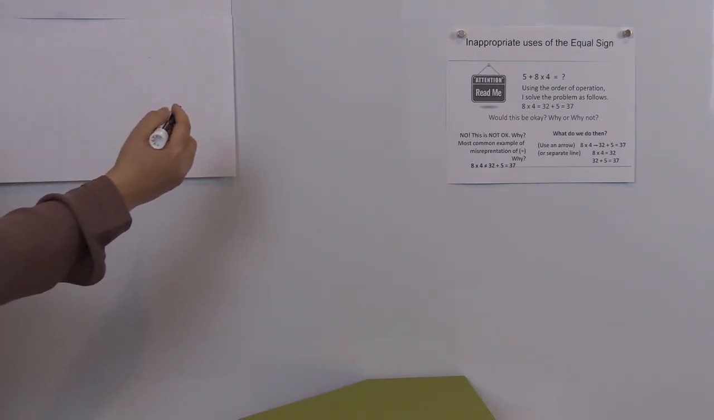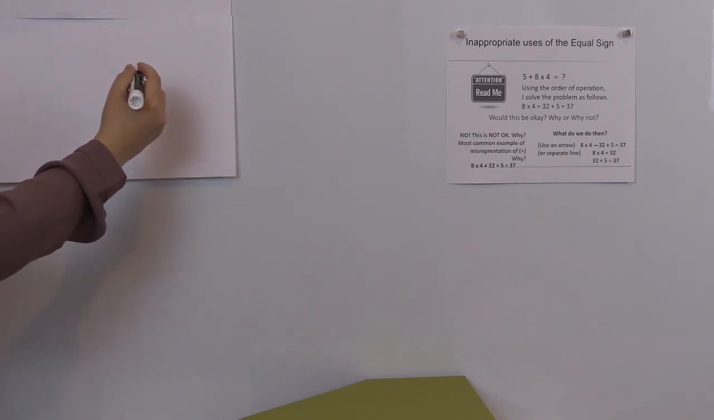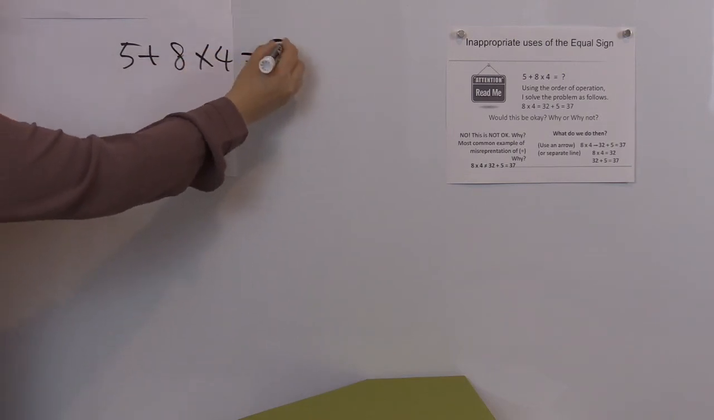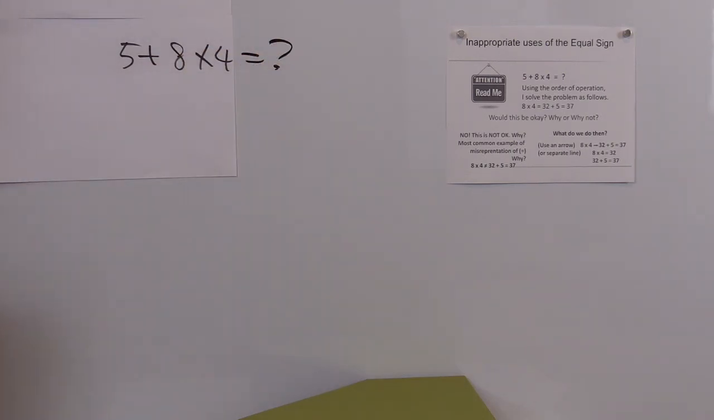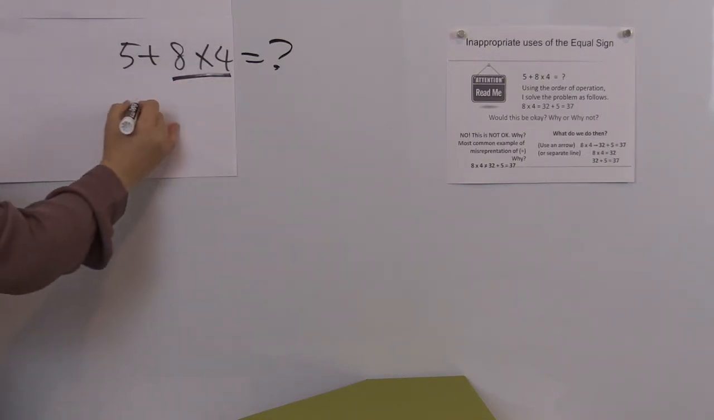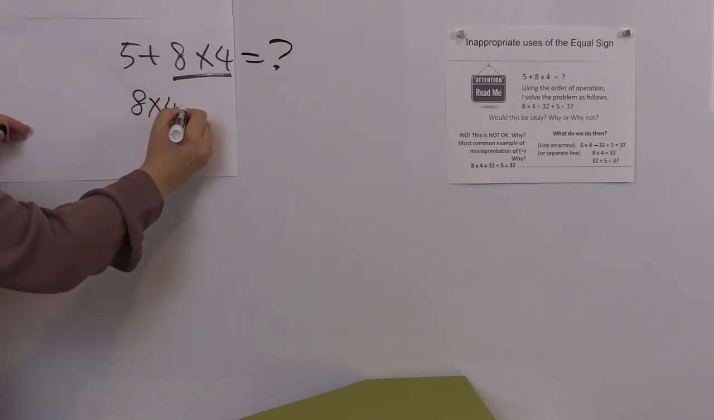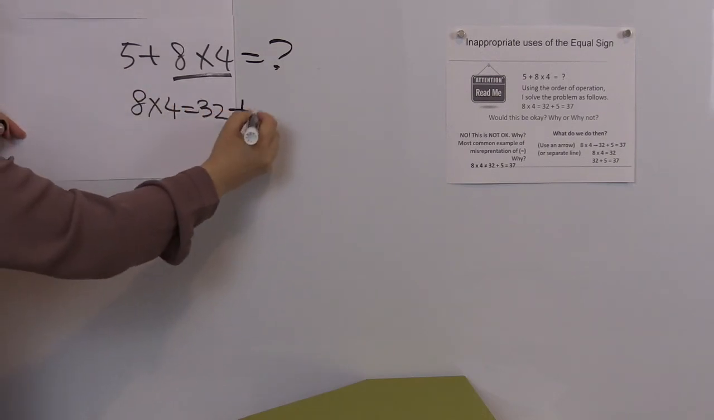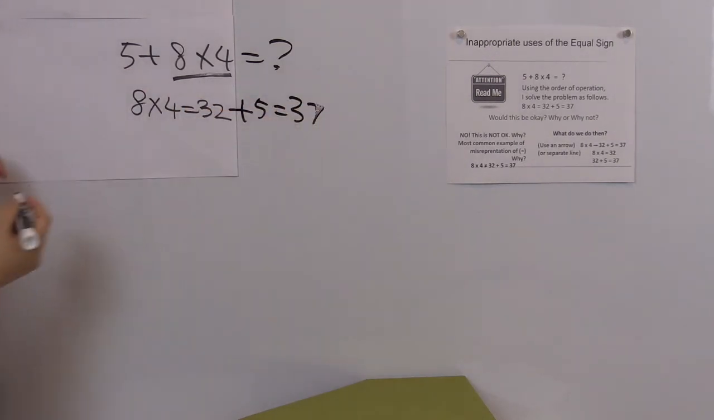Okay, I'm going to rewrite it for you so you can see them. I want to find out this. What do we do first? Because of the order of operations, we do this operation first, right? So I want to do 8 times 4, 32, and I still need to add 5, 37. Is this okay? My answer is 37.